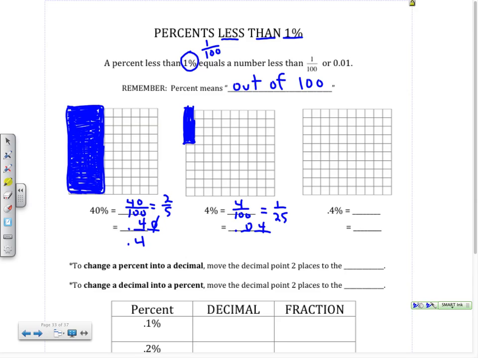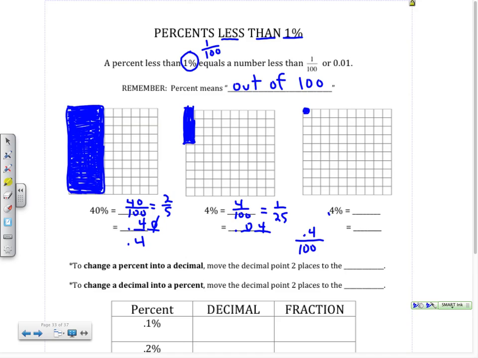All right, this is the one we're going to be focused on today. Notice this percent has a decimal in it, 0.4%. That means it's 0.4 out of 100. 0.4 means 4/10 of 100. So if I wanted to model this, it's actually a small portion of this 1/100th piece right there.